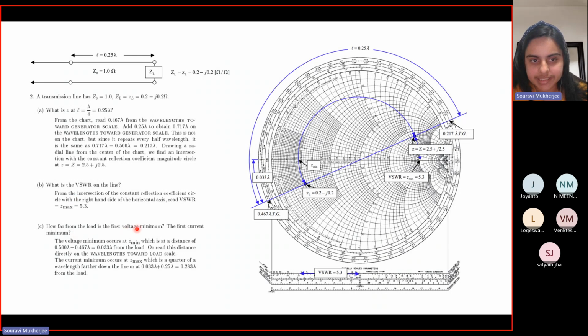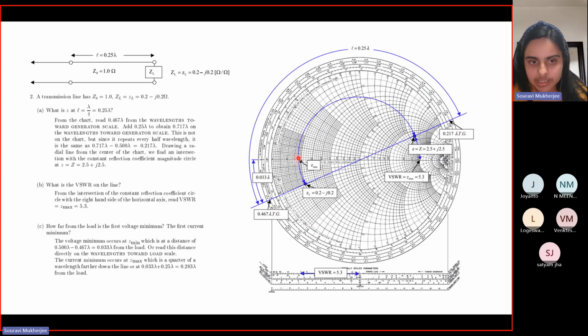How far from the load is the first voltage minimum? Now, when will the voltage be minimum? The voltage minimum will correspond to the location of minimum resistance, like V is equal to IR. So if you find the location of the minimum resistance in your transmission line, that would be the location of the minimum voltage. You know that this is the purely resistive line. This is the maximum voltage and this is the minimum voltage. The resistance increases as we go inwards. So this point corresponds to the minimum voltage point.